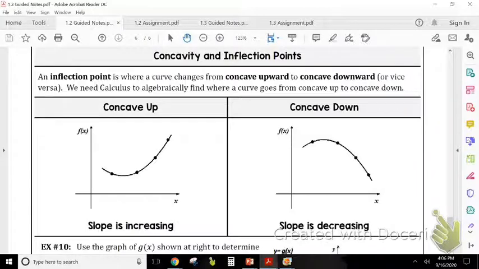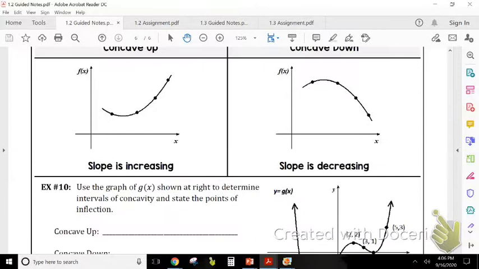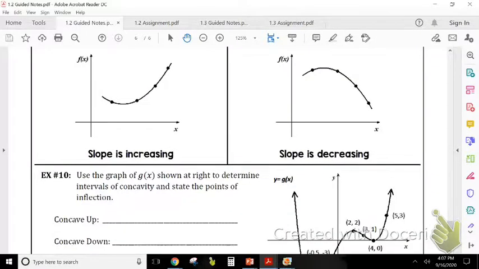All right, so remember, concave up means your graph is opening up. It's where your slope is increasing. And concave down is where your graph is opening downwards and your slope is decreasing. Concave up will include a local minimum. Concave down will include a local maximum.